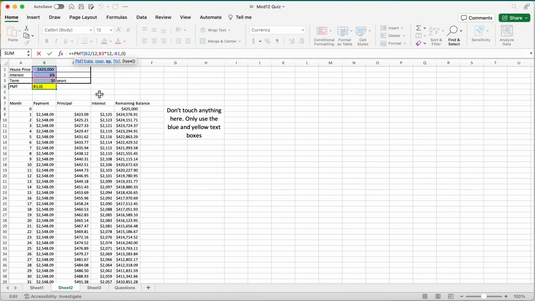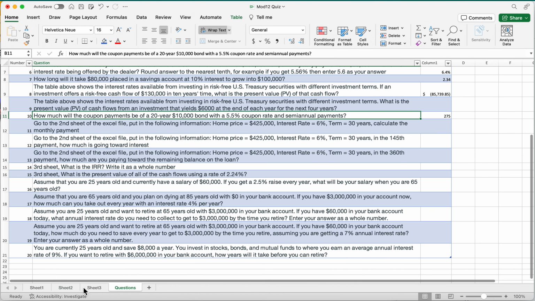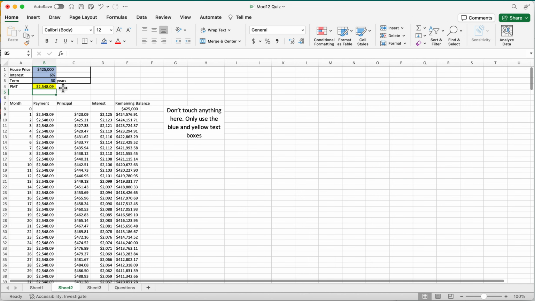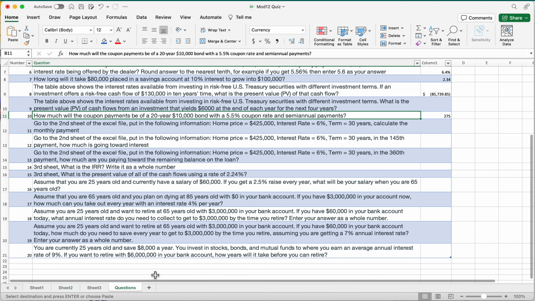If what I said was too confusing, just type out this formula right here. Literally type out equals PMT, parenthesis, B2 / 12, comma, B3 times 12, comma, negative B1, comma, 0, parenthesis. If you just type that out, it'll give you the right answer. All of this should be automatically calculated. This is the payment. So if you got this as a payment, you did it correctly.